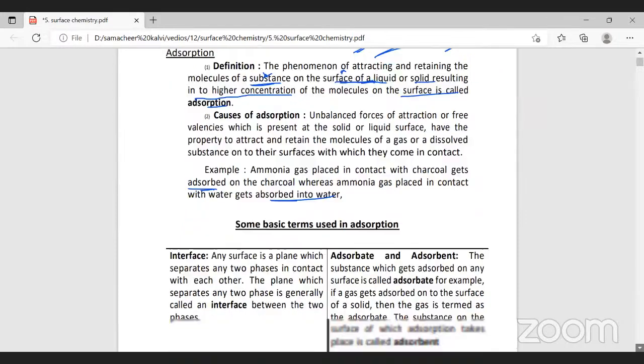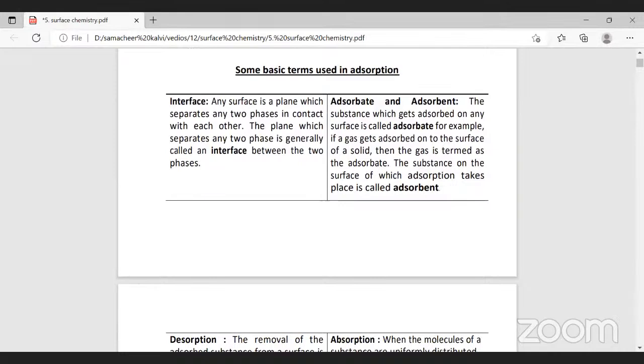Now, what are the basic terms you will be using in adsorption? One is interface. Any surface is a plane which separates any two phases in contact with each other. The plane which separates any two phases is generally called an interface between the two phases. So interface is a surface. We will learn with an example.